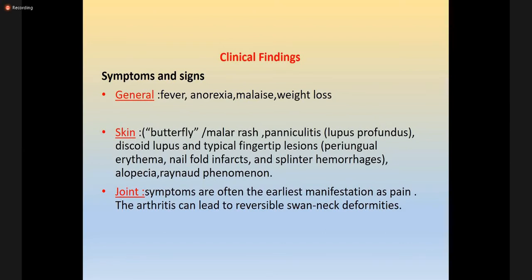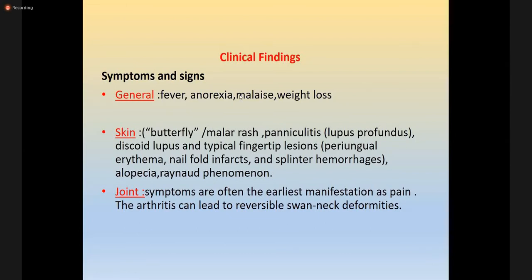Then there is Raynaud's phenomenon, in which there is discoloration of the fingers or hands on exposure to the cold. There are three stages in which first the fingers get pink, then they get white, and finally they get blue. These are the findings that you can get in the skin if you are suspecting systemic lupus erythematosus.